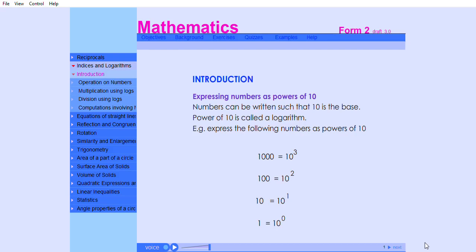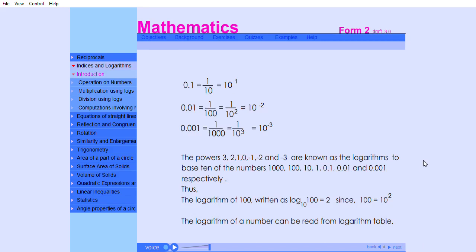1000 is equal to 10 to the power of 3. 100 is equal to 10 to the power of 2. 10 is equal to 10 to the power of 1. 1 is equal to 10 to the power of 0.